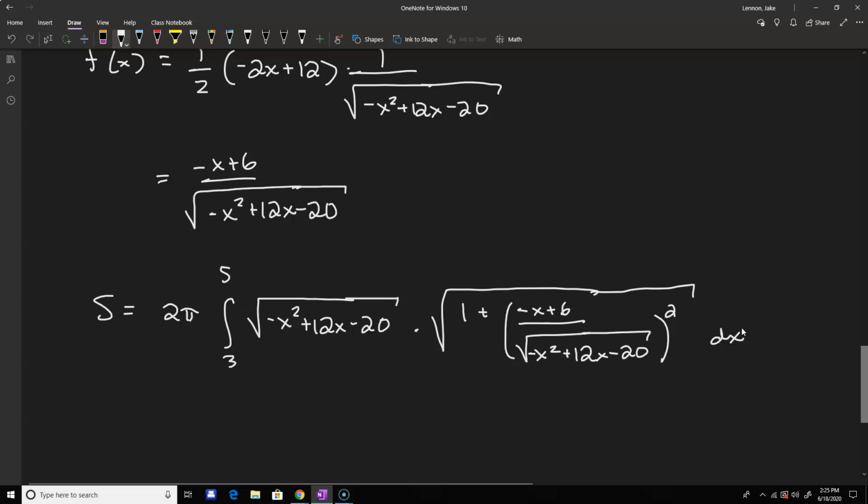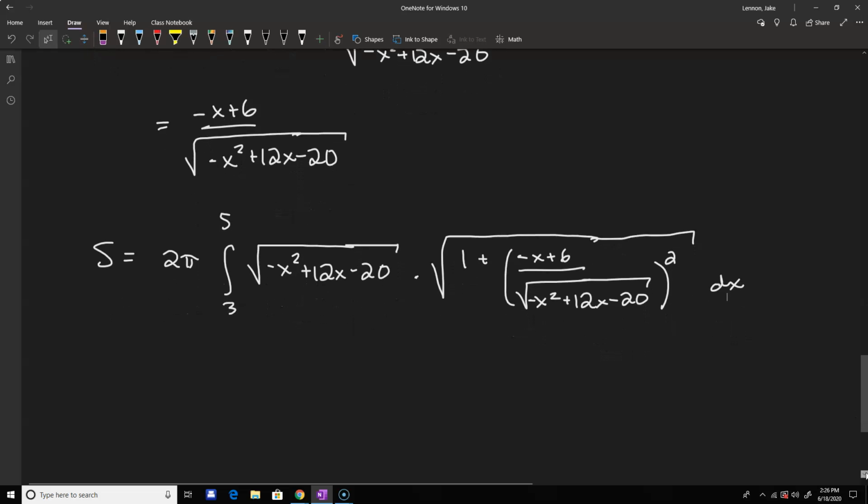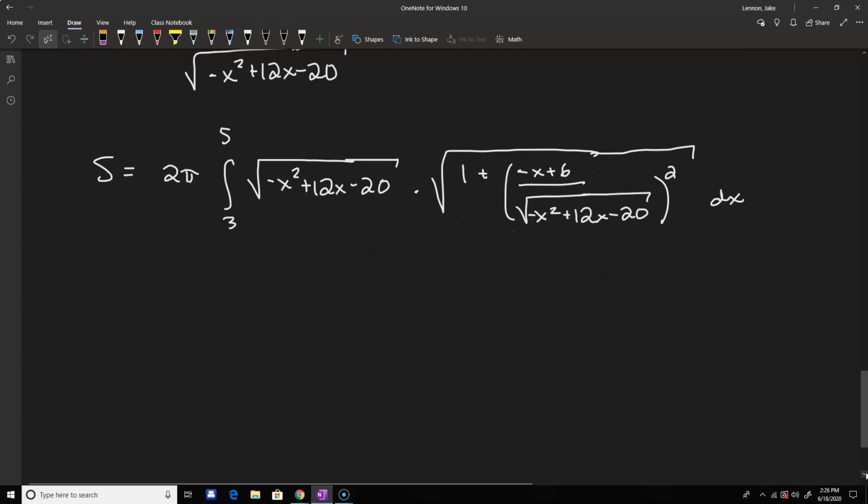Well, let's just think about what's going on with our second term there. So let's just rewrite what's going to stay the same. So we're still going to have our 2 pi. We're integrating from 3 to 5. And then we've got this square root that is going to go away soon, but for now, we're just going to keep it. So how is it going to go away?